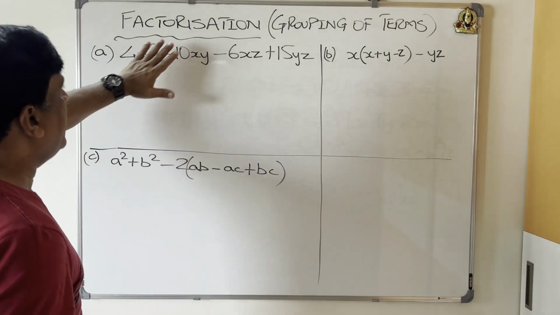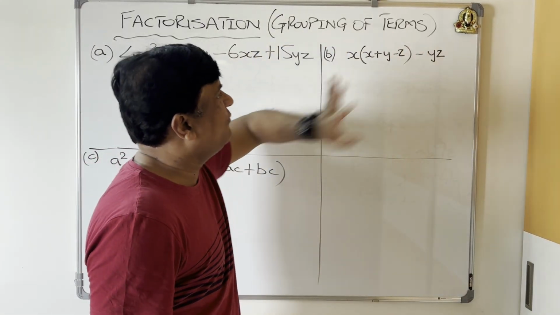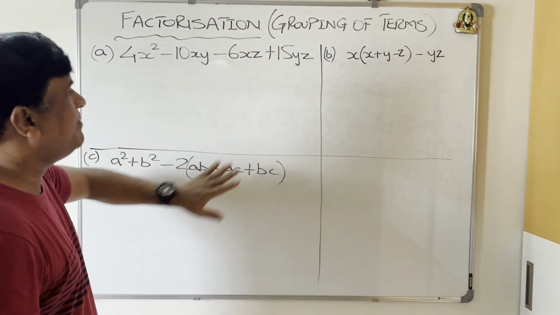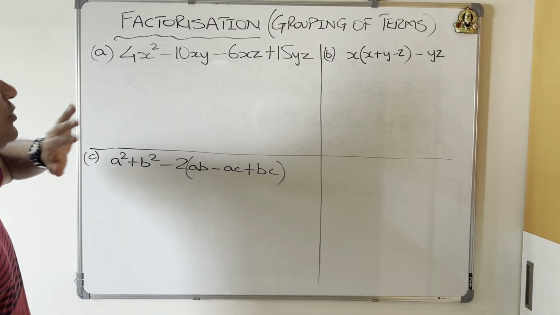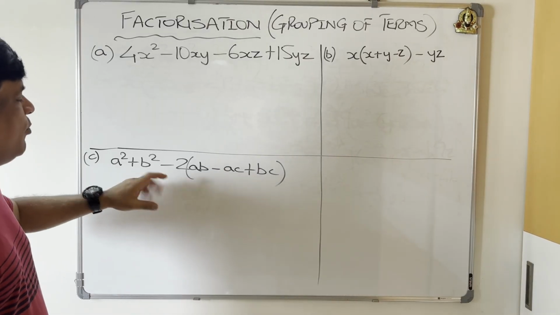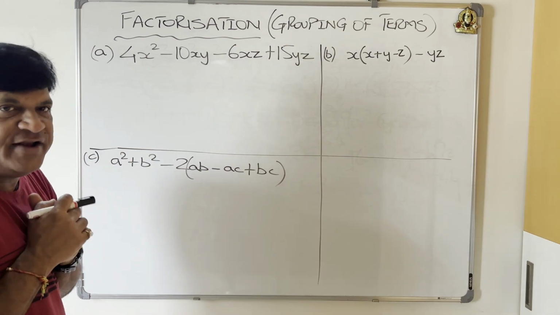The next method of factorization is by grouping of terms. You might be given an example like this. I have taken 3 different examples like this. So whenever you get these kinds of problems, you need to open up and group the terms and then go ahead and find the factors.